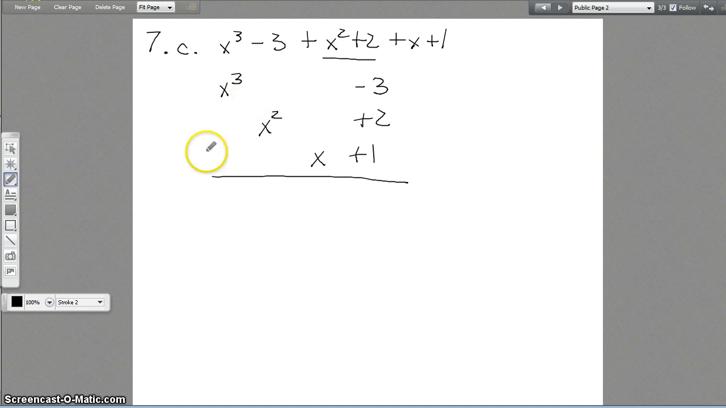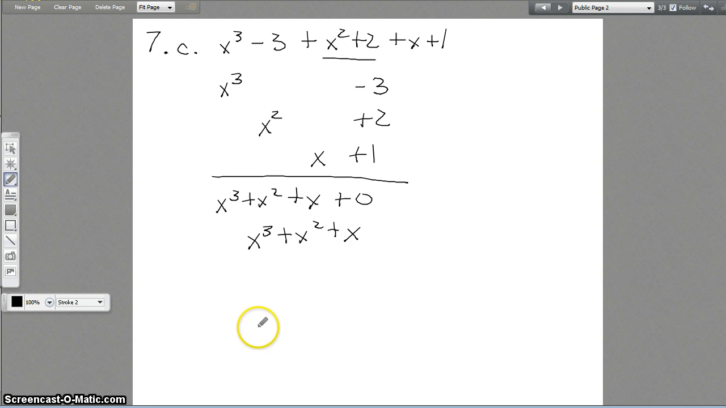And what you'll notice is what we end up with is x cubed plus x squared plus x plus 0, because negative 3 plus 2 plus 1 is 0. So our actual answer here is x cubed plus x squared plus x. That's our answer for 7C, which is going to be just like number 13.